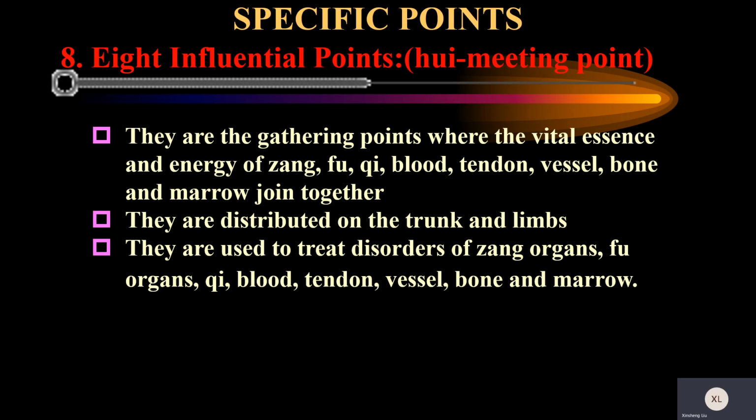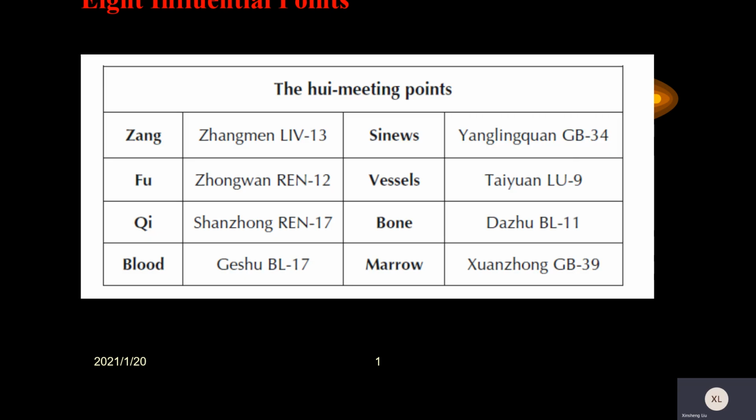So in other words, these points can regulate zang organ disorder, fu organ disorder, qi disorder, and blood disorder, as well as disorders of the tendons, vessels, bone, and marrow, right? They are distributed on the trunk and the limbs. So they are used to treat disorders of zang organs, fu organs, qi, blood, tendons, vessels, bone, and marrow.